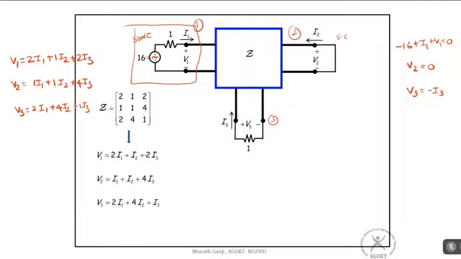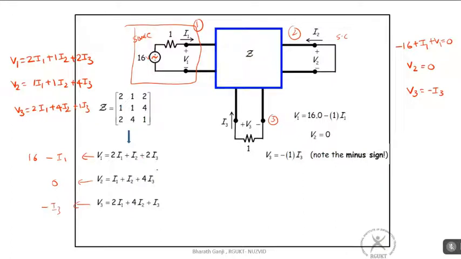So from the Z matrix we have these relationships, and from the KVL and KCL you can get these relationships. So you can see V1 is equal to 16 minus I1. So these are the relationships we got. Can I substitute here and get the answer for V3? Basically you can get the currents. V1 I can write as 16 minus I1, V2 is 0, V3 is minus I3. So if you take all these, you get 3 equations and you have to solve a 3x3 matrix.